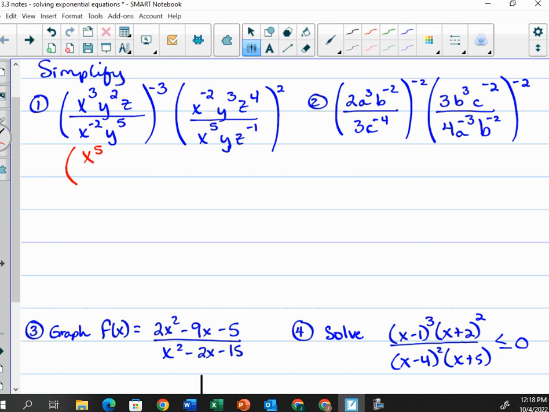Okay. Looks like our z will stay in the numerator, and then what do we have in the denominator for y? Yes, y to the 3rd. And then all of that is to the -3rd.